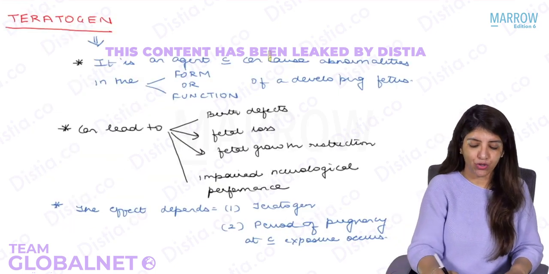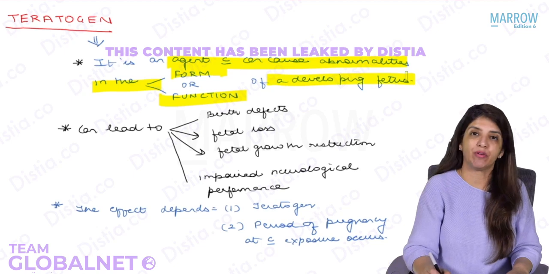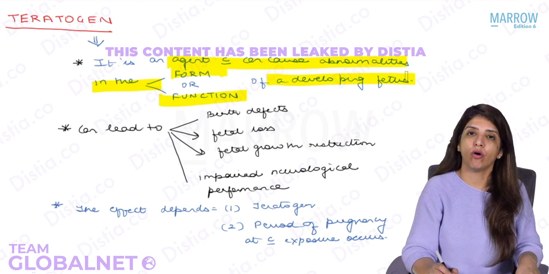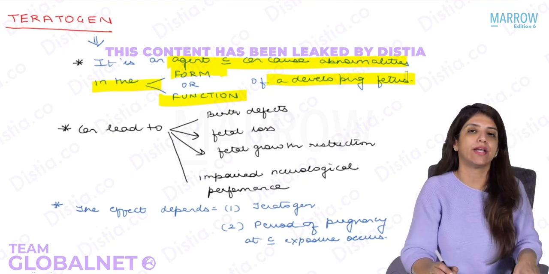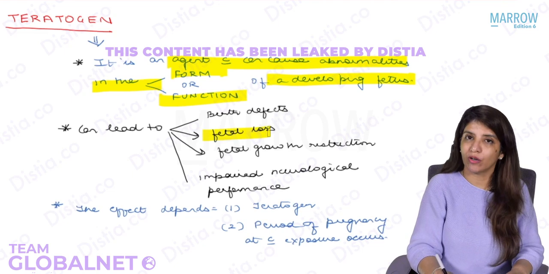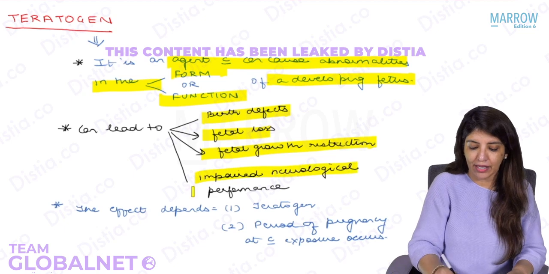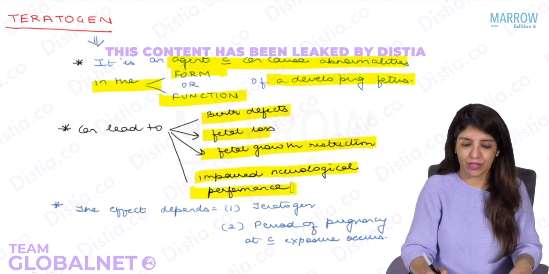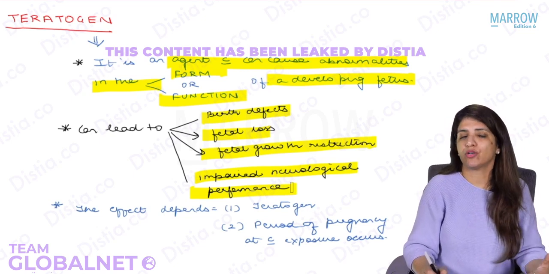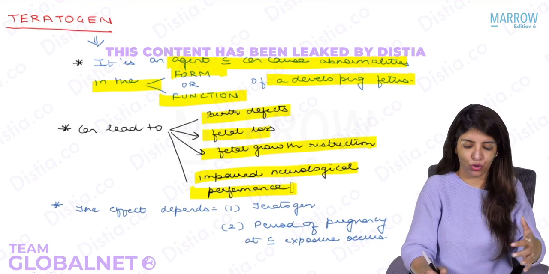What is a teratogen? A teratogen is an agent which can cause abnormalities either in the form or in the function of a developing fetus. So it is not necessary that a teratogen always causes an abnormality in the form. It can cause an abnormality in the form or in the function of the developing fetus. So a teratogenic exposure can lead to fetal loss, it can lead to birth defects, it can lead to fetal growth restriction, and it can lead to impaired neurological performance. Right, so all this can happen with a teratogenic exposure, and we know that so many teratogens lead to mental retardation. That is why I'm saying that teratogenic exposure can lead to impaired neurological performance.